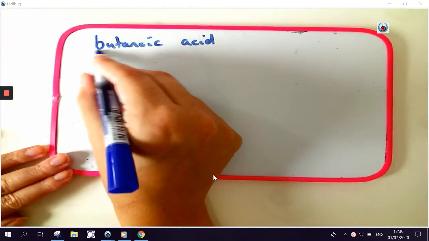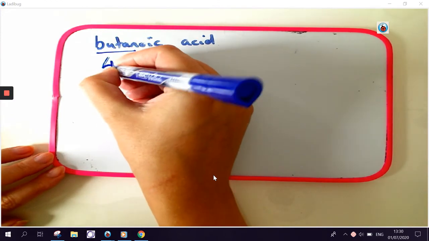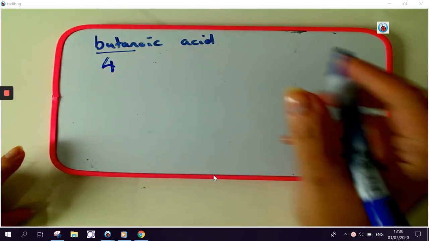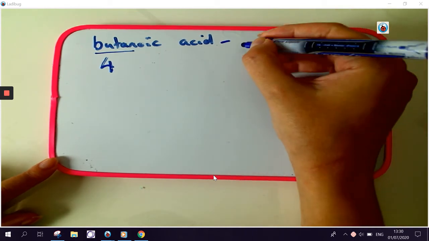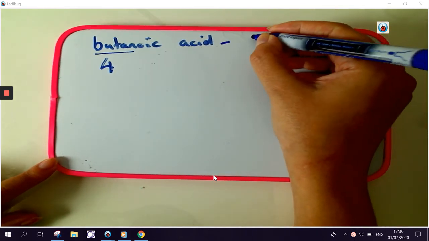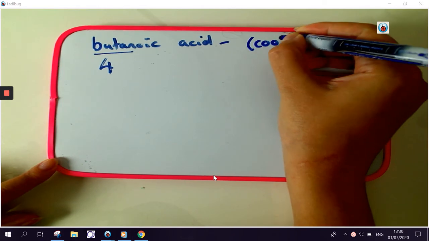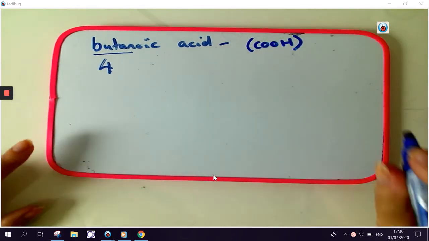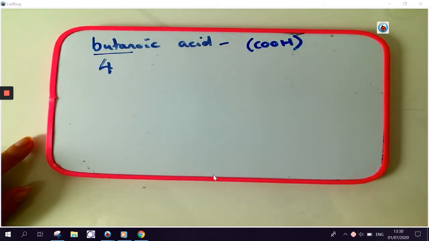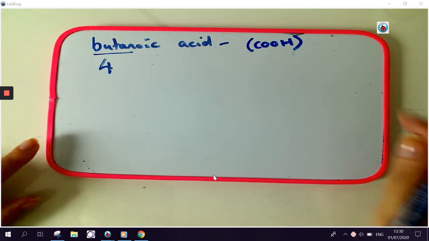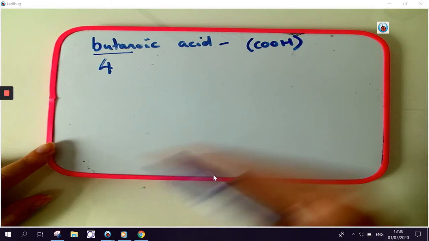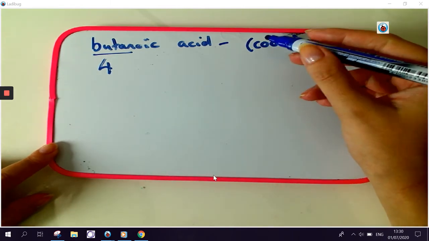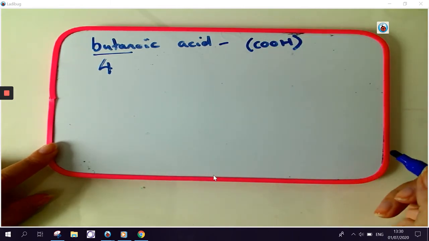Now, "but" means that we have got 4 carbons, and "anoic acid" means that we have got a carboxylic acid, which means it will have the functional group COOH. Remember, these are formed when alcohols have been oxidized. So the OH will look like an alcohol group, but we will also have an added oxygen onto that carbon.